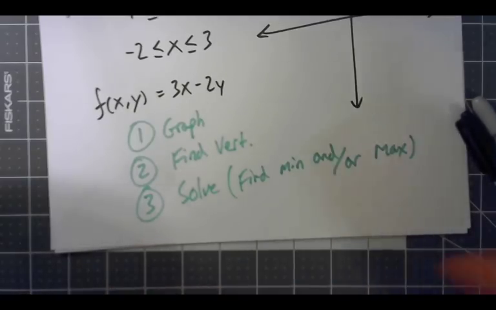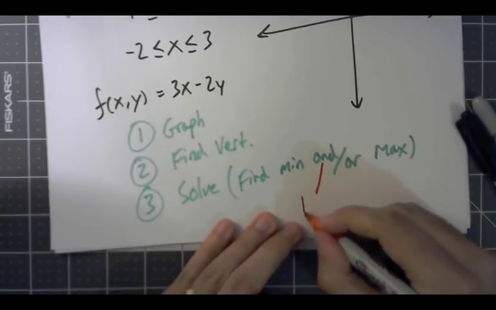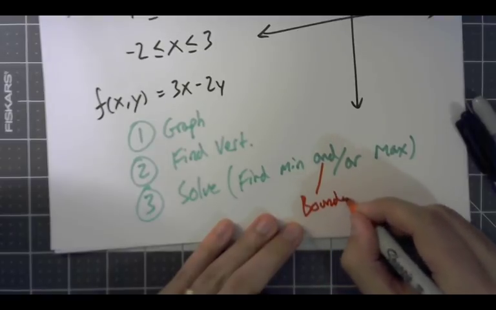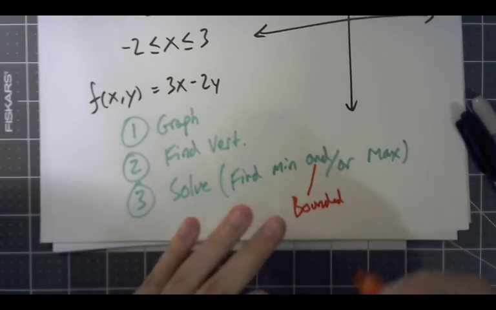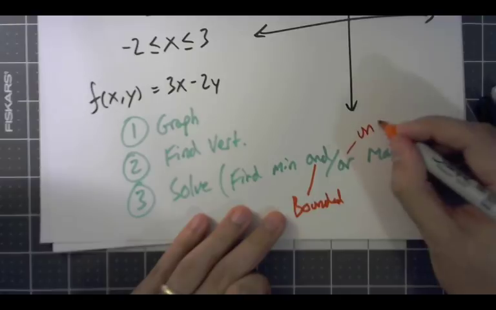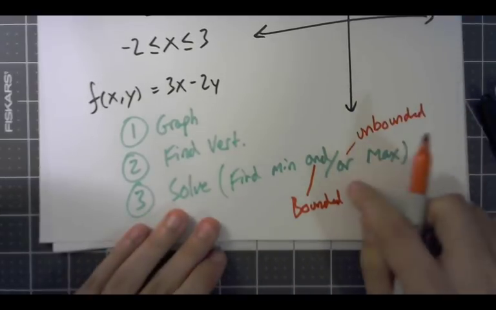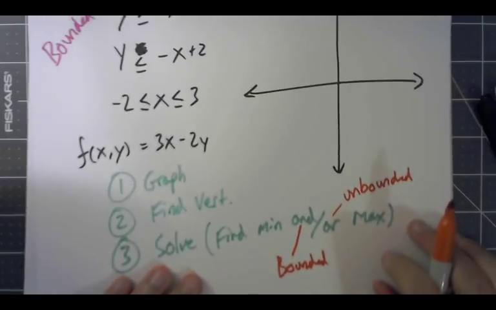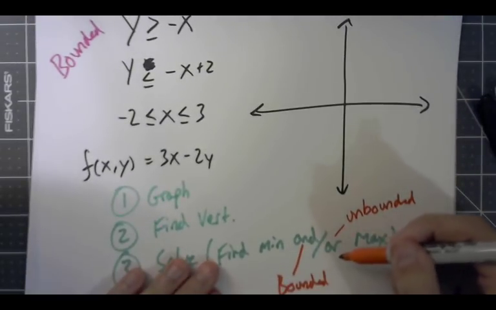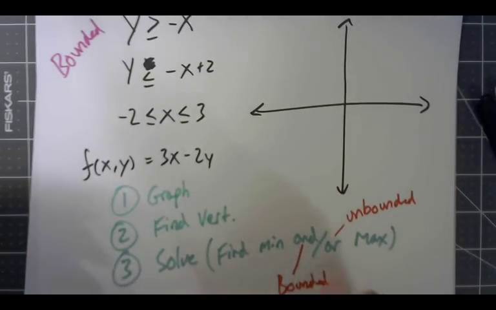So remember, bounded have a minimum and a maximum. Unbounded have a minimum or maximum. In the instructions, I'm pretty sure I left you an or. If it says or, that probably means it's unbounded.